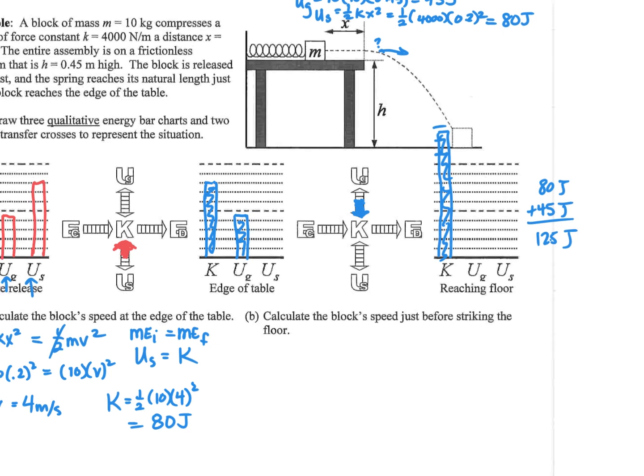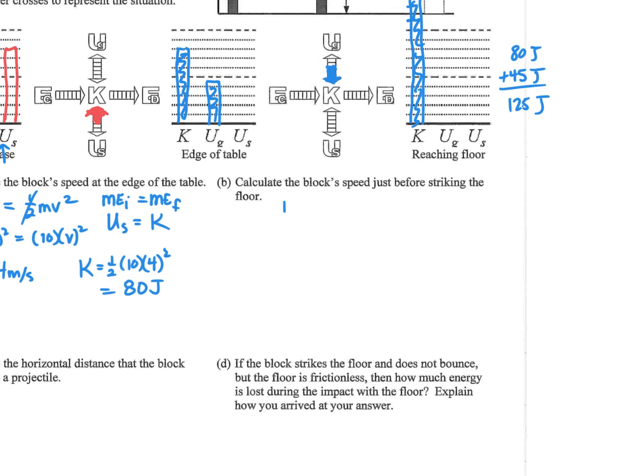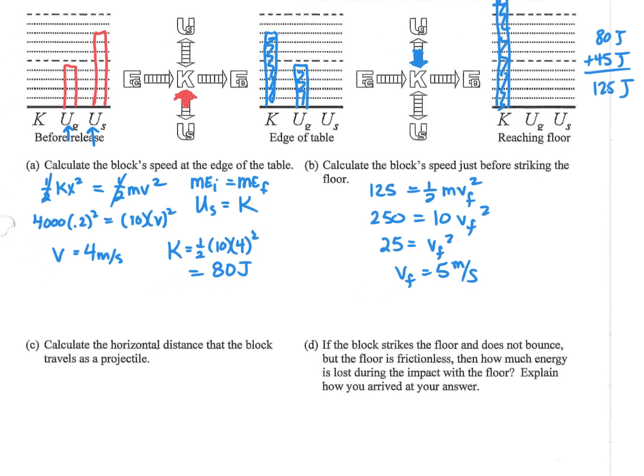So now we can take all that 125 joules and set it equal to 1/2 m v final squared. Multiply that, we get 250 equals 10 v final squared. So we get 25 equals v final squared. So v final is 5 meters per second. And those energy bar charts really help us, don't they?